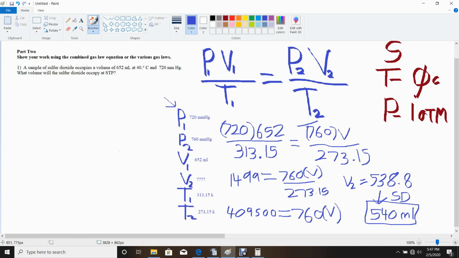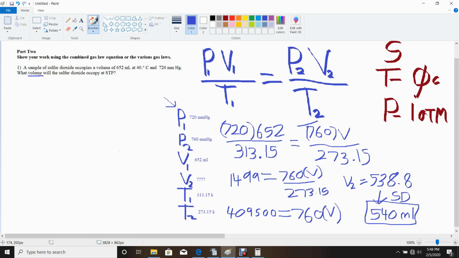I went ahead and changed both of our temperatures to Kelvin. That's just for convenience sake. So both temperatures are being represented in Kelvin. What do we have? We have all this stuff. What do we need? Some of you guys need to work on your problem solving and problem reading. What is the problem asking us for? The volume of sulfur dioxide. What will the volume be at standard temperature and pressure?